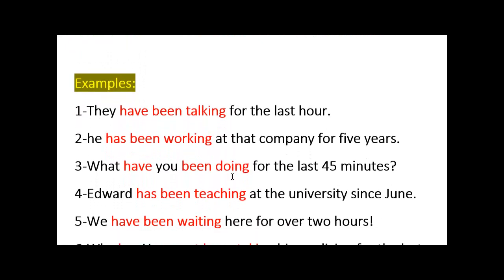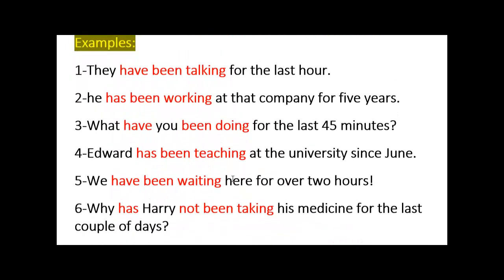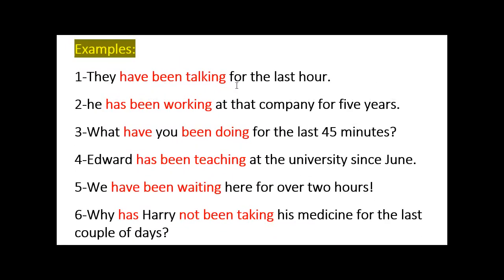Duration can be used with the present perfect continuous. Here we got some examples. They have been talking for the last hour. He has been working at the company for 5 years. You can see for and for being repeated. That's a question: what have you been doing for the last 45 minutes? Edward has been teaching at the university since June. So here we got for, for, and for, and here we got since.